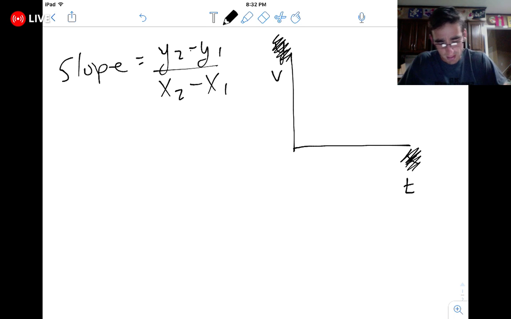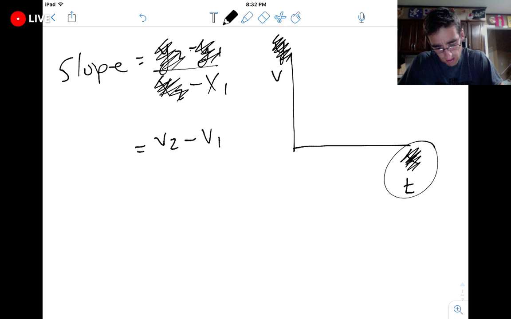So I'm going to replace my x's with t's. Instead of writing y2, I'm going to write v2. Instead of writing y1, I'm going to write v1. Instead of writing x2, because x turned into t, I'm going to write t2.